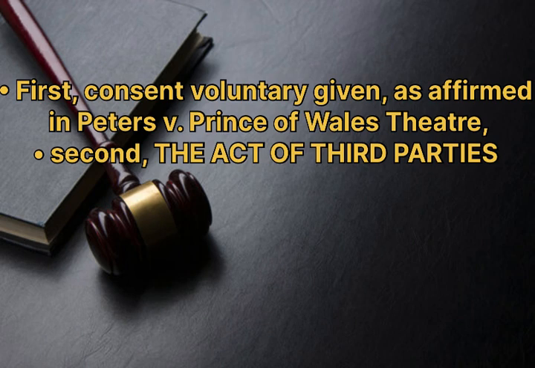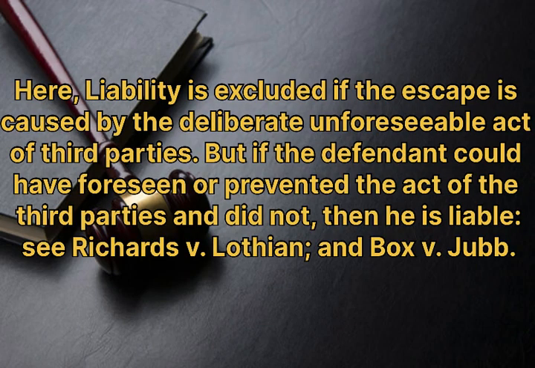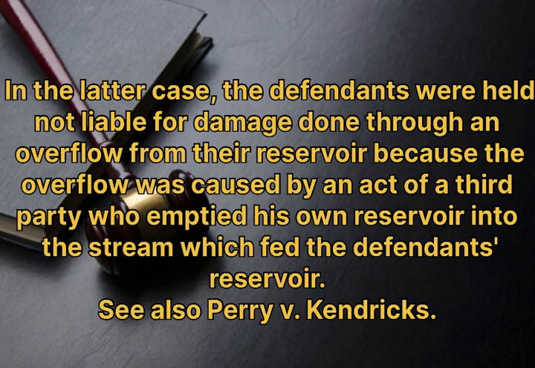Second, the act of third parties. Here, liability is excluded if the escape is caused by the deliberate, unforeseeable act of third parties. But if the defendant could have foreseen or prevented the act of the third parties and did not, then he is liable. See Richards and Lothian and Box and Jones. In the latter case, the defendants were held not liable for damage done through an overflow from their reservoir, because the overflow was caused by an act of a third party who emptied his own reservoir into the stream which fed the defendant's reservoir. See also Perry and Kendrick.